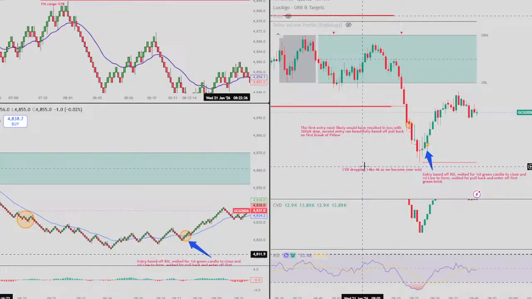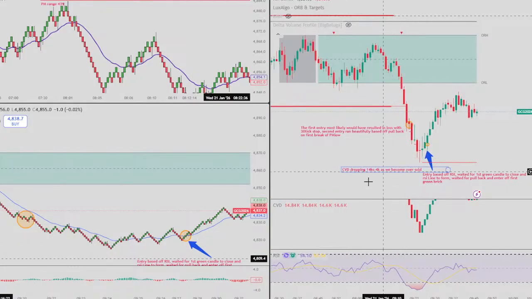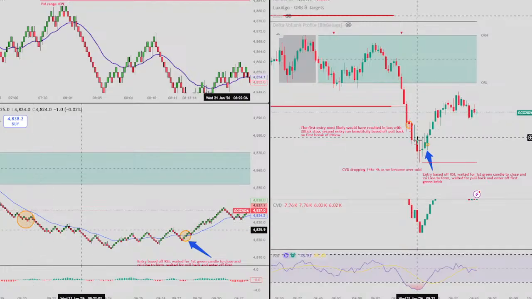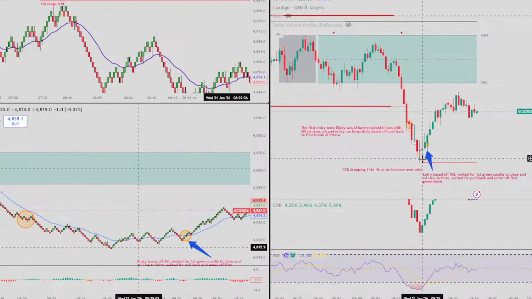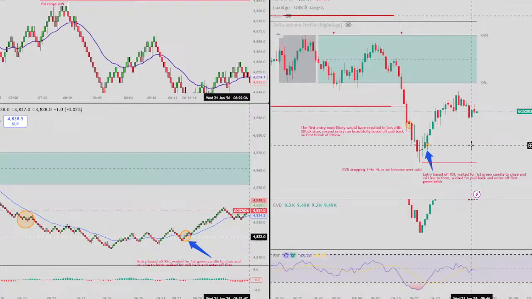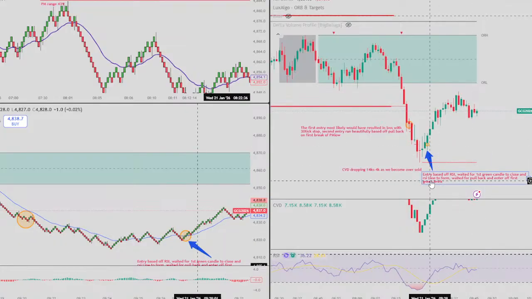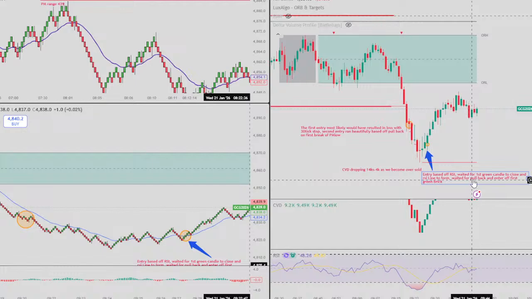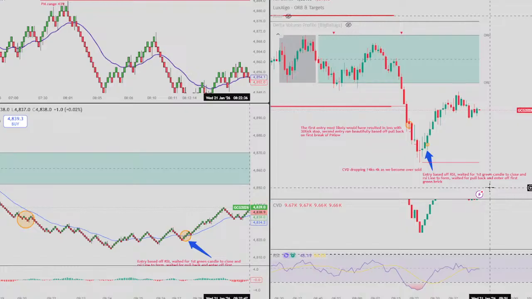Okay, CBD dropping from the 14,000s to the 4,000s, utterly oversold. CBD continues to drop. Then we start getting an increase as we buy back out of it. So then I said here, entry based off RSI: waited for the first green candle to close and the RSI line to form, waited for a pullback, and then enter off first.